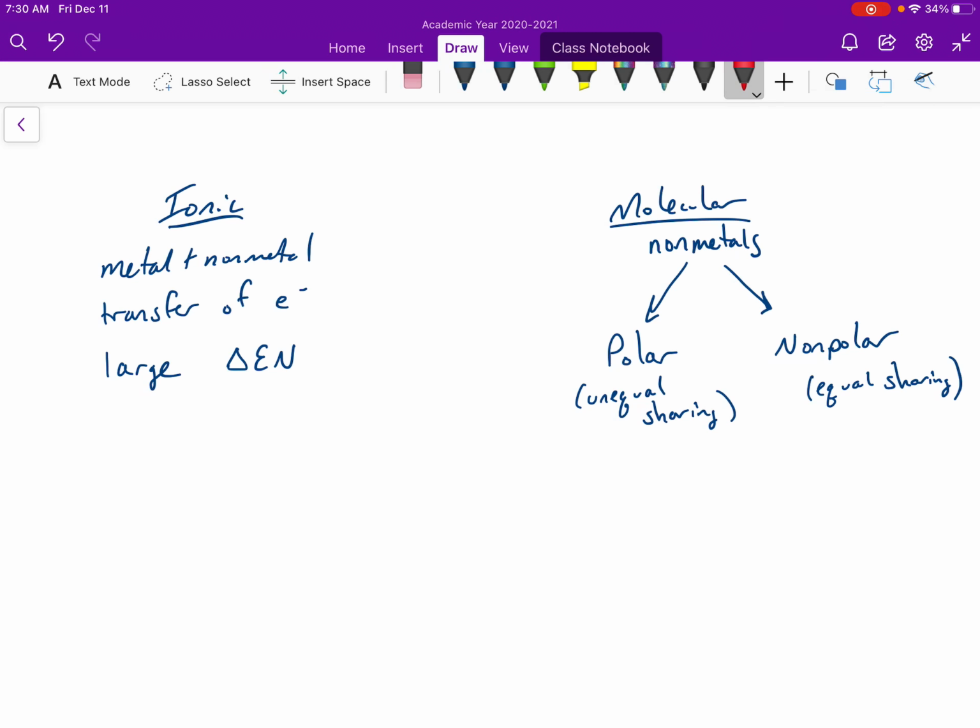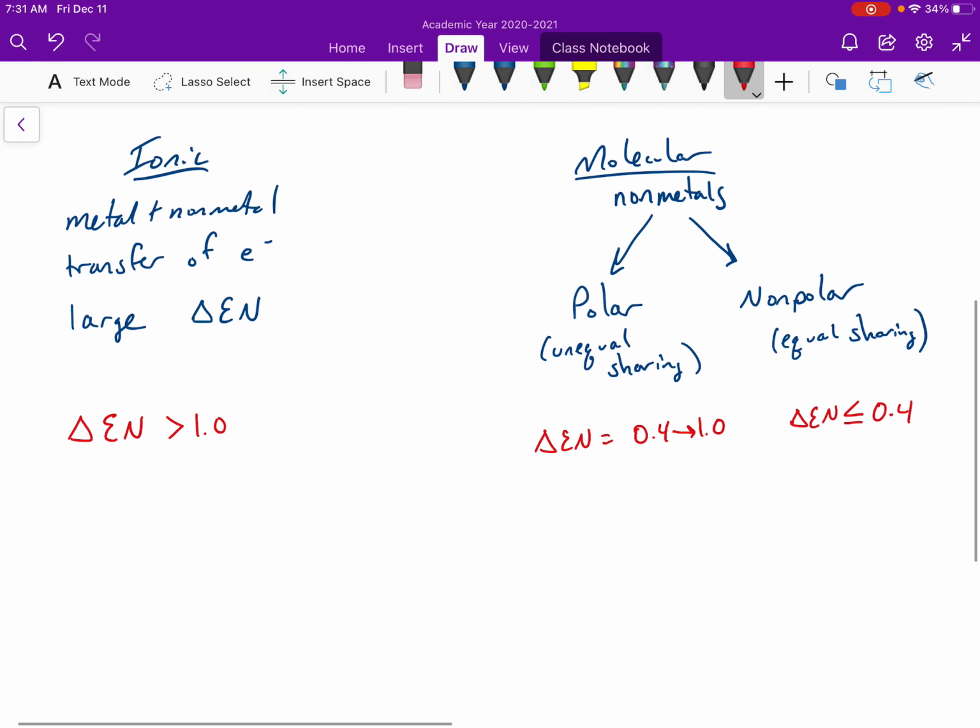You can actually look these numbers up. I'm going to show you the chart here in just a second. Delta electronegativity, if it's bigger than about 1, we usually say it's ionic. If it's somewhere between about 0.4 and 1, we say it's polar, most likely. And if it's less than or equal to 0.4, that's the cutoff, we say it's nonpolar.